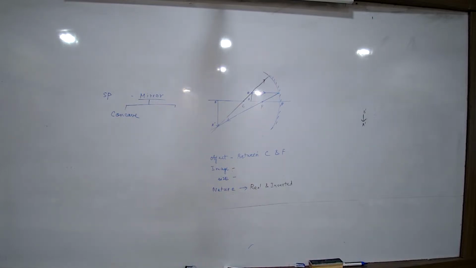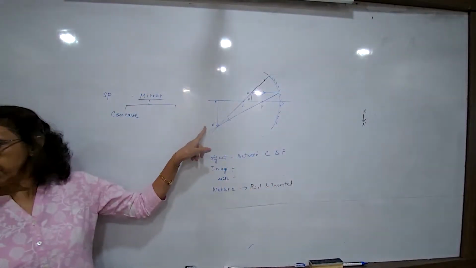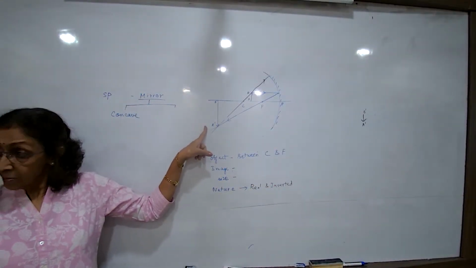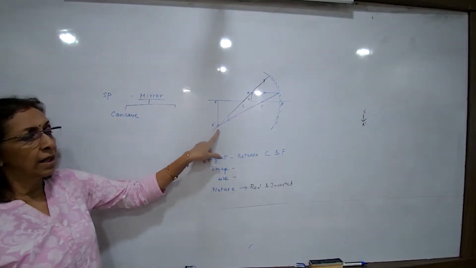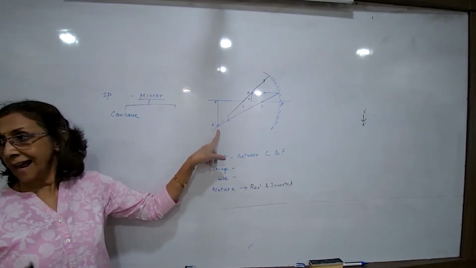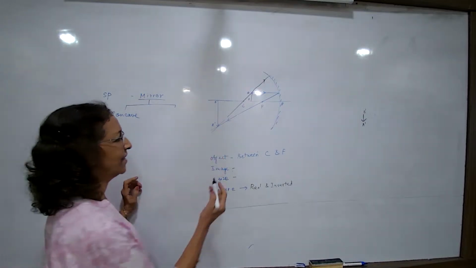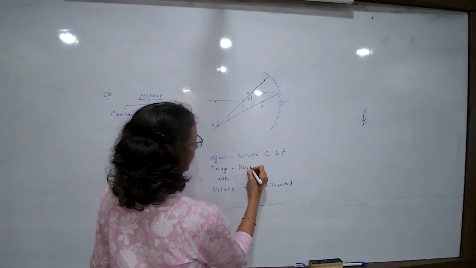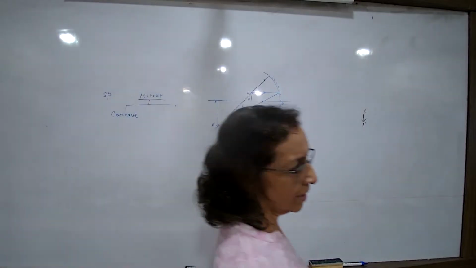Where do you join? Got it? Very good. So what is the image? It is real and inverted. Did you draw an inverted image here? All of you put it as A dash, B dash. Where is the image formed? Is it at C? No, beyond C. What will be the size? Large, enlarged.